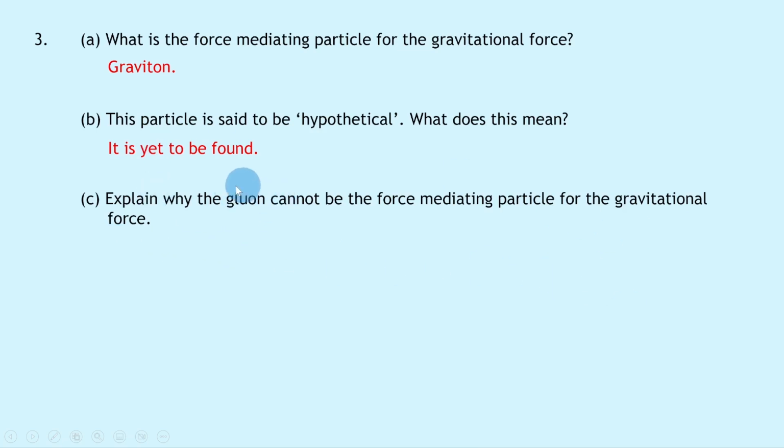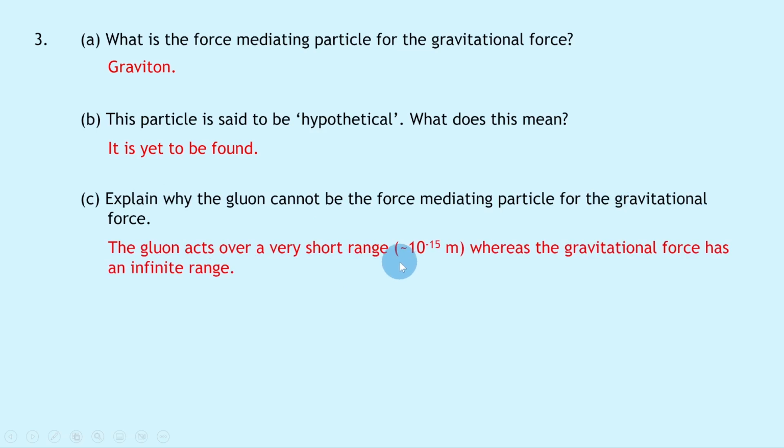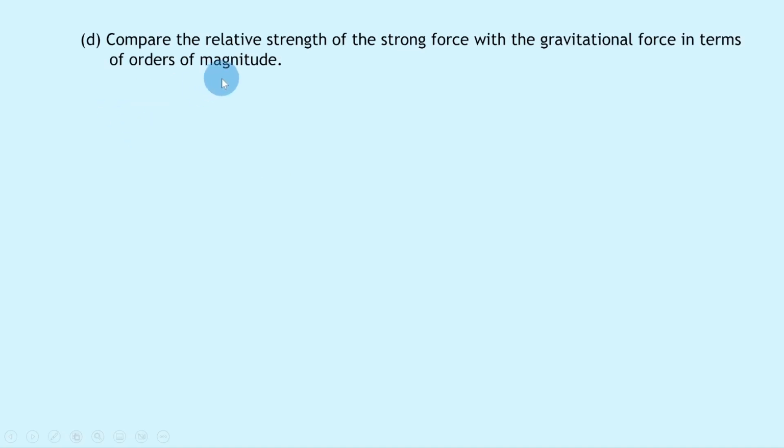Well, if we think about the range that the gluon acts over versus the range required for the force carrier of the gravitational force, then we can say that the gluon acts over a very short range of about 10 to the minus 15 meters, whereas the gravitational force has an infinite range. So the gluon couldn't possibly be the force carrier for the gravitational force because it only acts over a very short range. And part D says to compare the relative strength of the strong force with the gravitational force in terms of orders of magnitude.